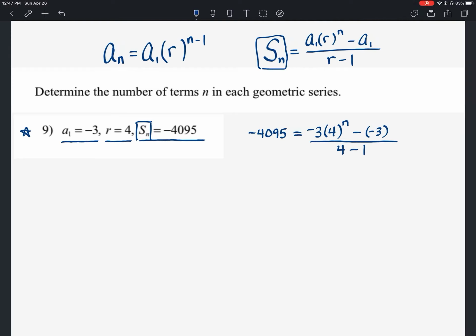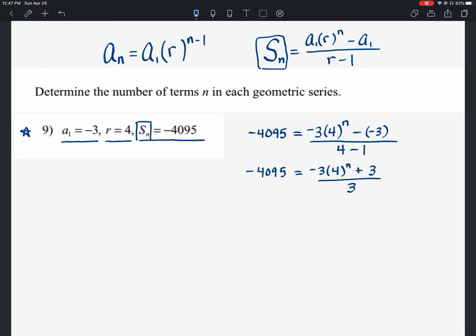As we look to solve this, let's just start simplifying. We have -4,095 is going to equal -3 times 4 to the power of n. Do not multiply the -3 and the 4, because 4 has an exponent here. Then we have plus 3, and we're dividing that by 3. We could do several things here. We do have a common factor in the top, and we could factor out the 3 if we wanted to.